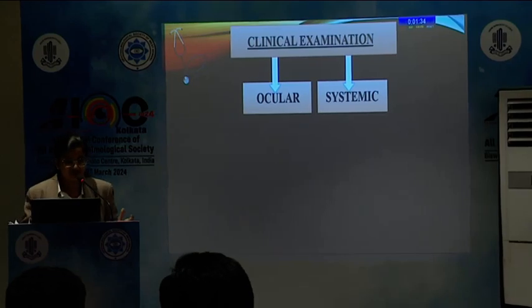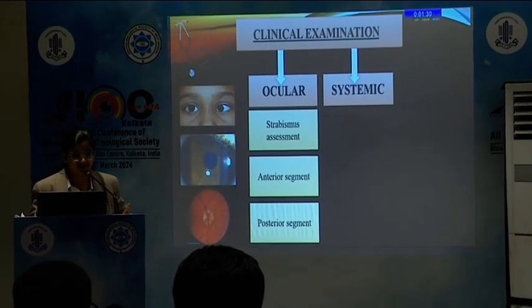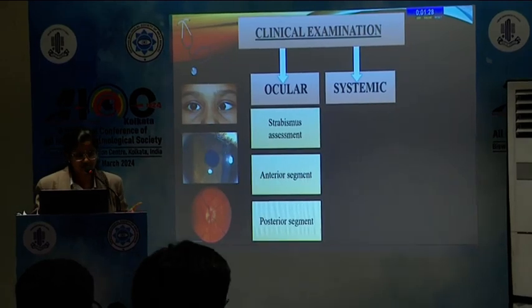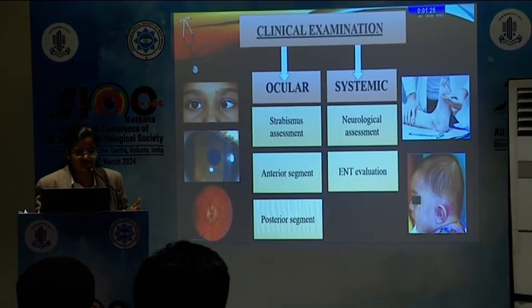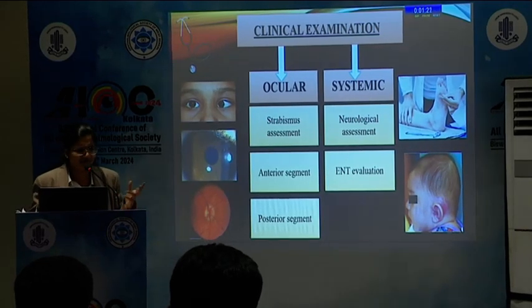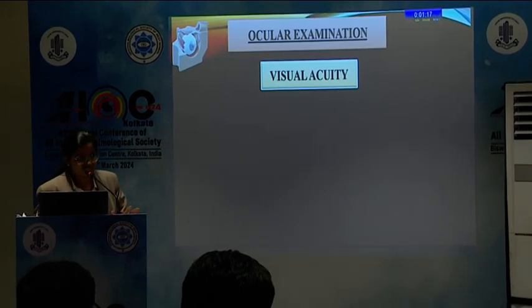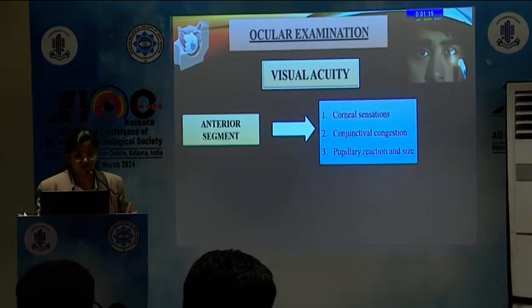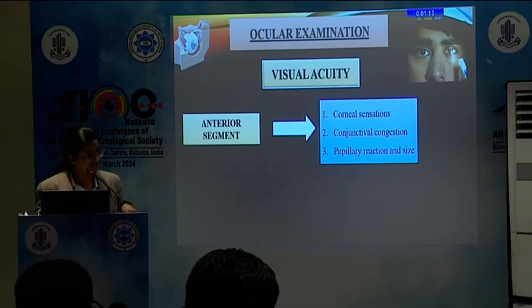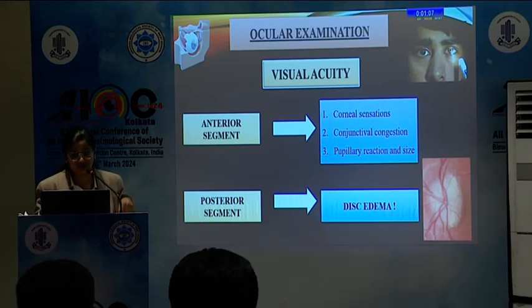Coming to the examination. As an ophthalmologist, you need to do a comprehensive ocular examination. There is no shortcut to it. But also at this point, it's nice to have a friend in neurology and ENT because you might need their help in evaluating depending on the history that you have elicited. In ocular examination, best corrected vision is always important. You should note down corneal sensations, you should look at the pupillary reactions, and you have to look at the absence or presence of disc edema. There is no missing disc edema, okay?